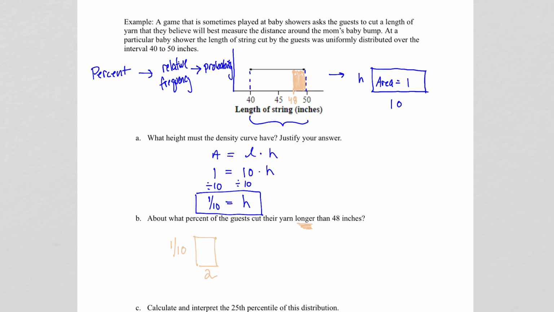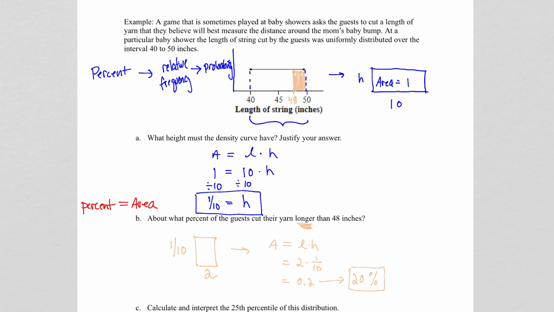Now, in order to find the percent, finding the percent underneath the density curve is the same thing as finding the area. So the percent is equal to the area. So now we could say the area is equal to length times height, which is 2 times 1/10, which is 0.2, otherwise known as 20%. So 20% of the guests cut their yarn longer than 48 inches.